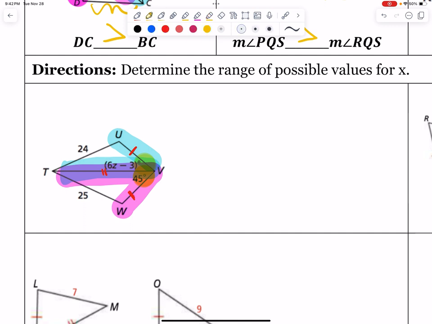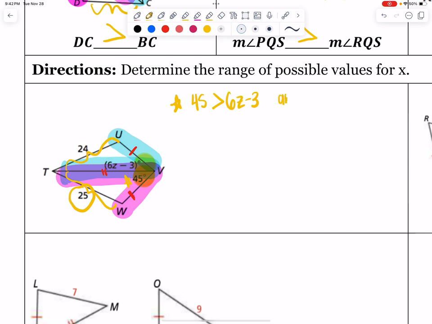So our goal here is to write an inequality based on the fact that this one opens to 25, but this one only opens to 24. So which one is greater? 25. So what does that mean about this angle right here? That angle is going to be greater than, 45 is going to be greater than 6z minus 3.